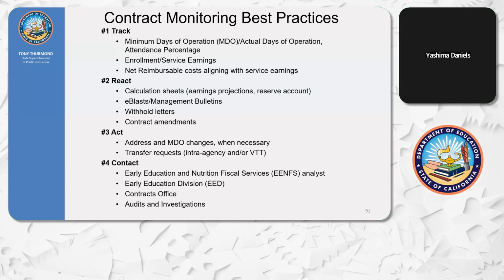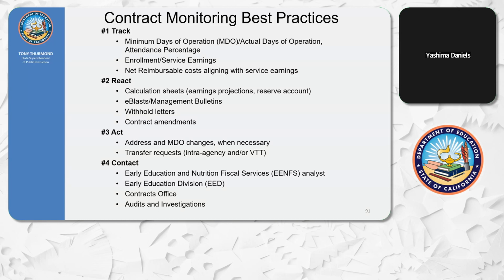Reacting to withhold notices is also important. These serve as notices to agencies that we are withholding payments because of a specific issue. It's important that the issues causing withholding of payments are resolved quickly. Also reacting to contract amendments that require action by the agency. For contracts that require signatures, CDE will continue to issue payments based on the current terms until the amendment is signed and returned to our contracts office, which will then fully execute that amendment. Next, we have ACT.